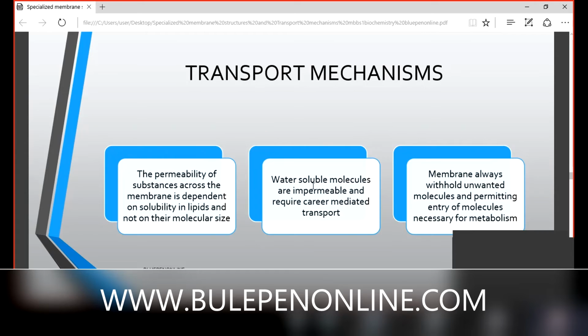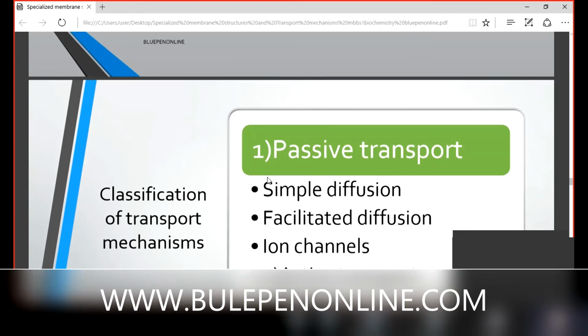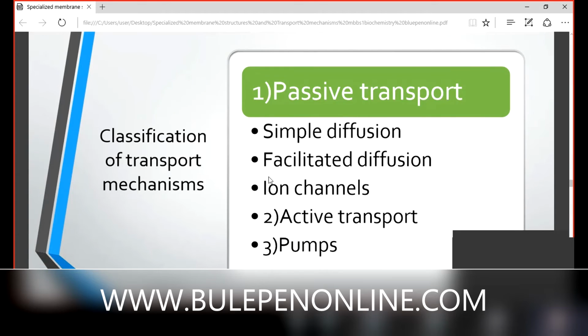Then one major thing: only unwanted things are withheld. Membrane always withholds unwanted molecules. In our character, the same mechanism must be there. Membrane always withholds unwanted molecules and permits the entry of molecules necessary for metabolism. Only the materials which are essential for metabolism will enter into the plasma membrane. All other molecules are withheld. That's the introduction about transport mechanism. Next, we classify transport mechanism. We are very familiar with active transport and passive transport.